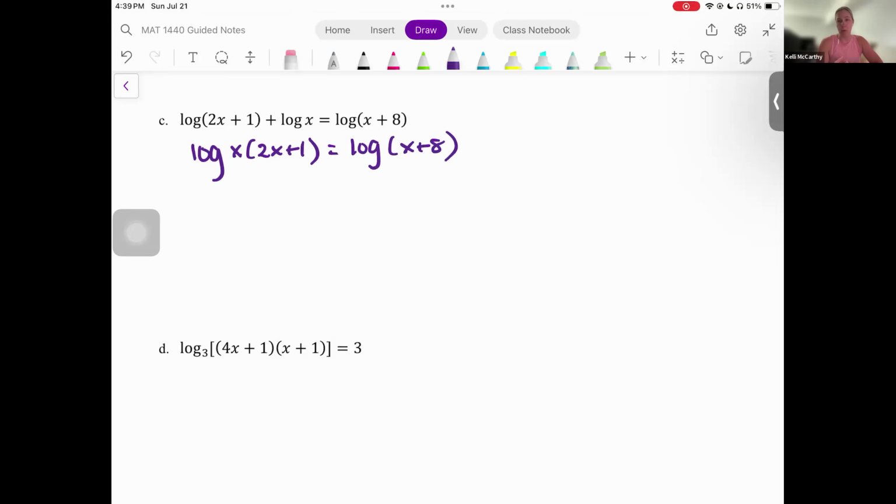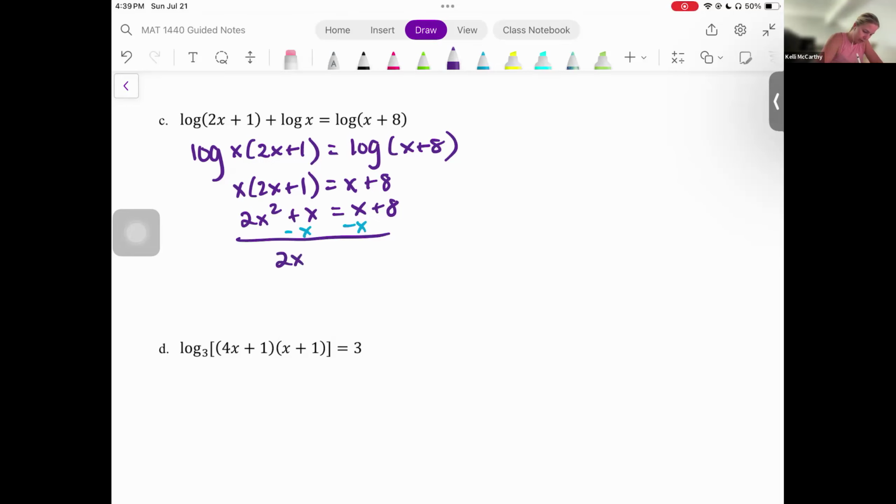And now we can apply the one-to-one rule. If I've got log of something equals log of a different thing, those two things that we're taking the log of have to be the same. So x times 2x plus 1 must equal x plus 8. 2x squared plus x equals x plus 8. I'm going to subtract x from both sides, so they go away. We have 2x squared equals 8. x squared equals 4, dividing both sides by 2.